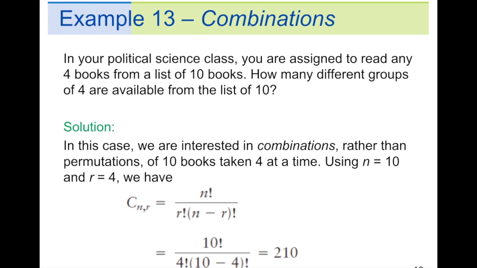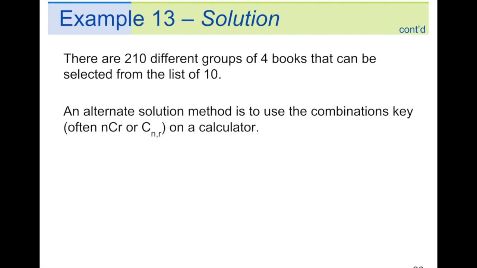Using n equals 10 and r equals 4, 10 is the total number of books, and you want to use 4 of them. So you take the formula, and you'd have 10 factorial over 4 factorial times 10 minus 4 factorial. So it'd be 10 factorial over 4 factorial times 6 factorial, which, after you do all the math out, will give you 210. There are 210 different groups of 4 books that can be selected from the list of 10. An alternate solution method is to use the combinations key, often nCr or CnR, on a calculator.